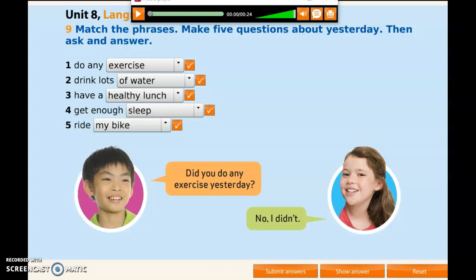Number 2. Did you drink lots of water yesterday? No, I didn't. Number 3. Did you have a healthy lunch yesterday? Yes, I did. Number 4. Did you get enough sleep yesterday? No, I didn't. Number 5. Did you ride your bike yesterday? Yes, I did.